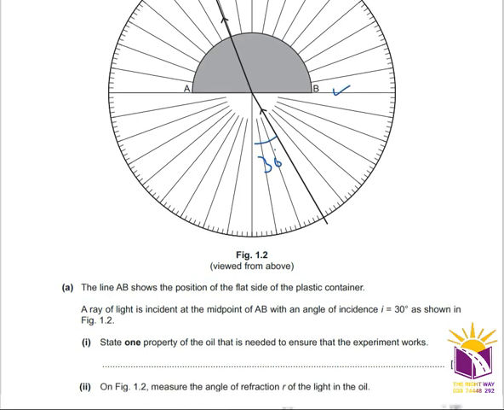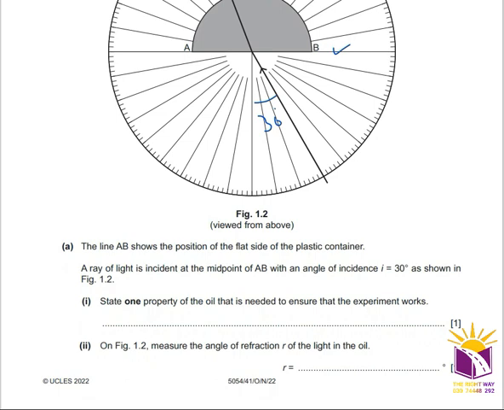If our oil is transparent, meaning that light can pass through it, then we can see the refraction. Otherwise, you cannot see the refraction. So our oil should be transparent, or light can pass through it.